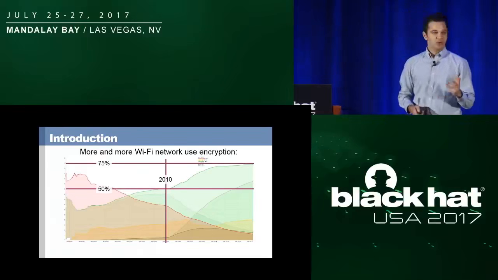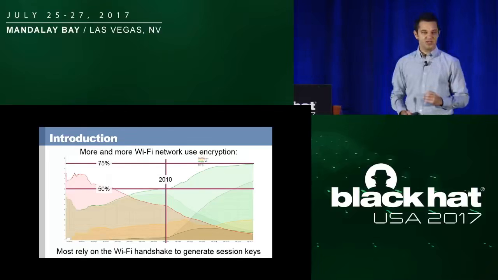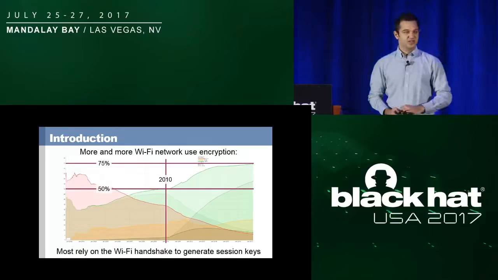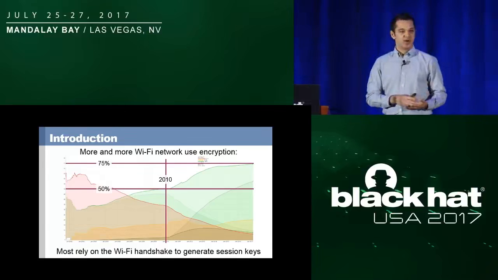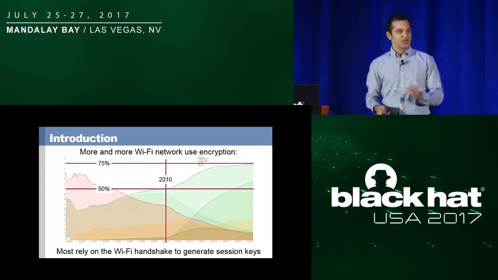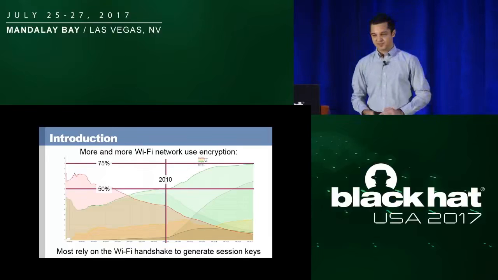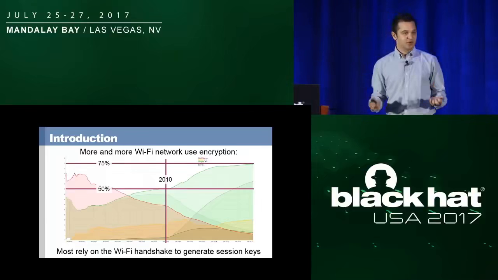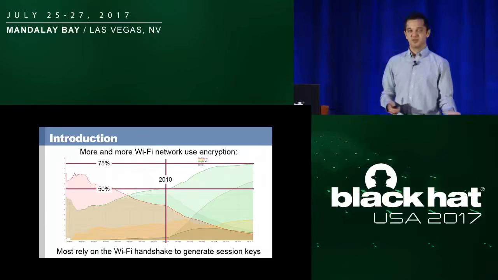And the most important part here is that all these networks rely on the four-way Wi-Fi handshake to generate fresh session keys. So even networks that, for example, use a pre-shared key, or you have an enterprise network, they all rely on the Wi-Fi handshake and in particular on the four-way handshake. So it's absolutely critical that this Wi-Fi handshake is securely implemented. Otherwise, your network or your clients might be vulnerable.